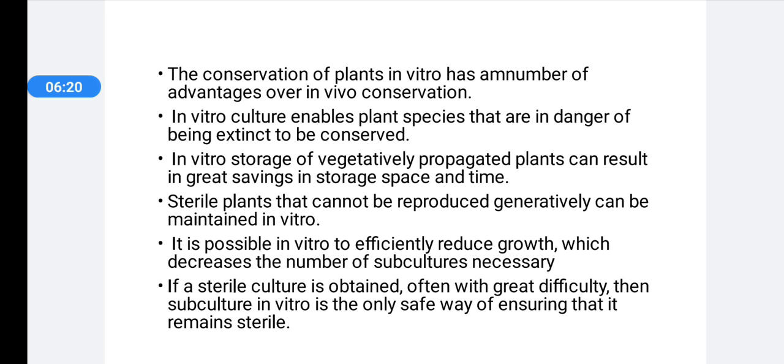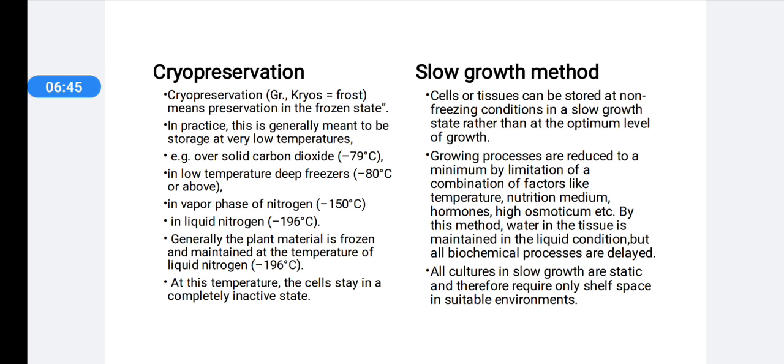Sterile plants that cannot be reproduced generatively can be maintained in vitro, and in vitro it is possible to efficiently reduce the growth, which reduces the number of subcultures necessary. And if a sterile culture is obtained, often with great difficulty, then subculture in vitro is the only safe way of ensuring that it remains sterile. In vitro conservation has two methods. The first is cryopreservation and the second is the slow growth method. Cryopreservation is preserving the germplasm in the frozen state, so that it is metabolically inactive.